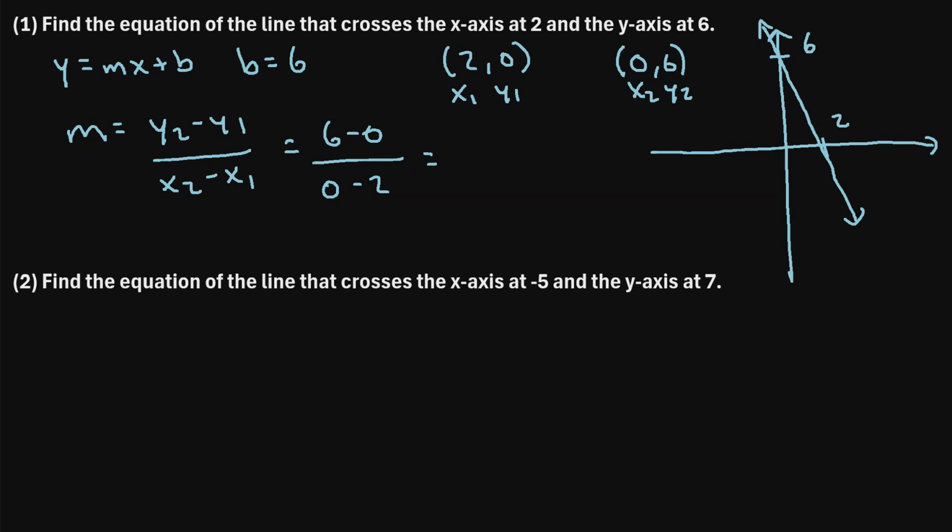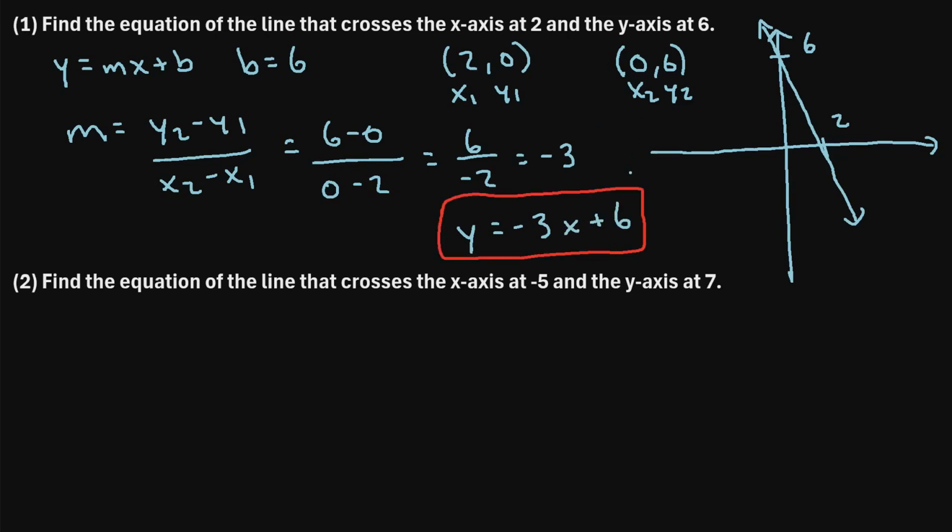So we get 6 minus 0, that's 6, over 0 minus 2, which is negative 2. 6 divided by negative 2 is negative 3. So the slope of this line is negative 3. We found the slope and we found the y-intercept, so we can just plug those into this equation right here. So our final answer will be y is equal to negative 3x plus 6. This is the equation of the line that crosses the x-axis at 2 and the y-axis at 6.